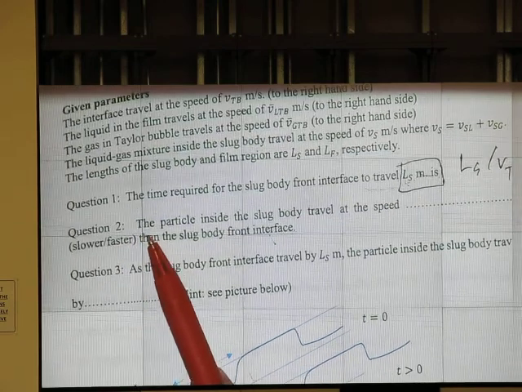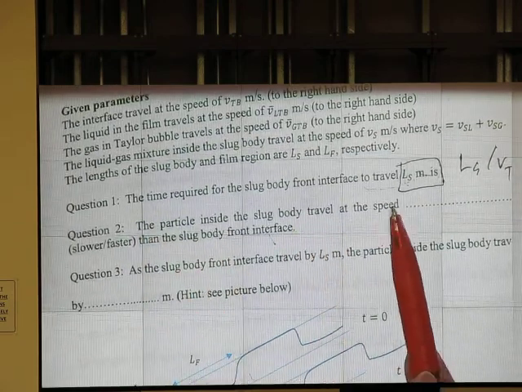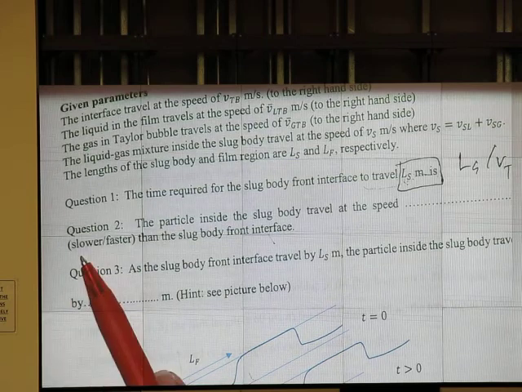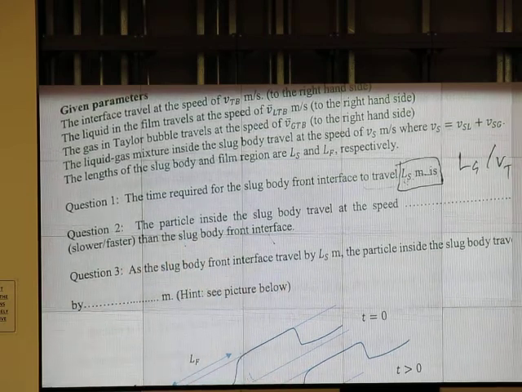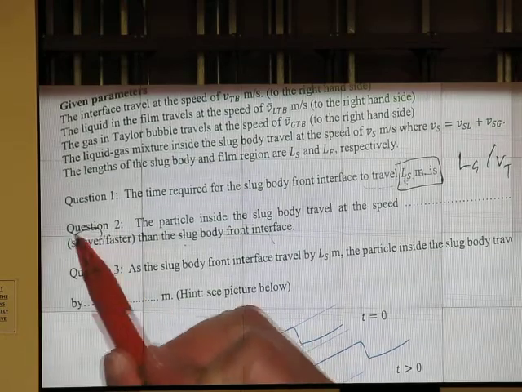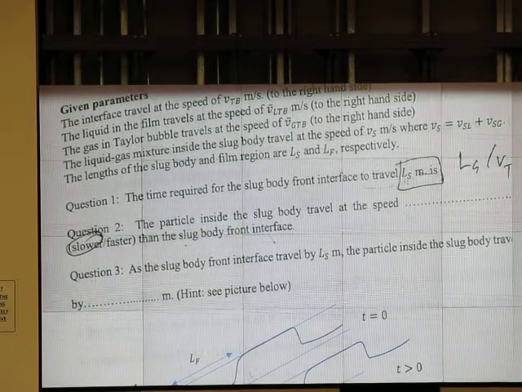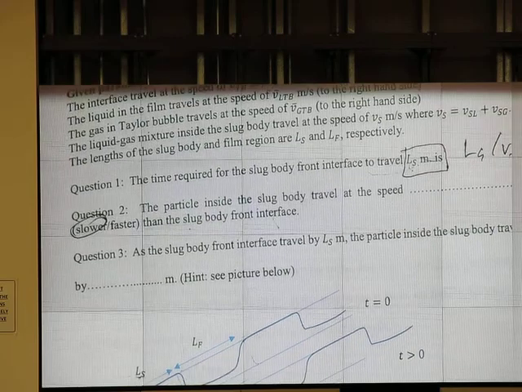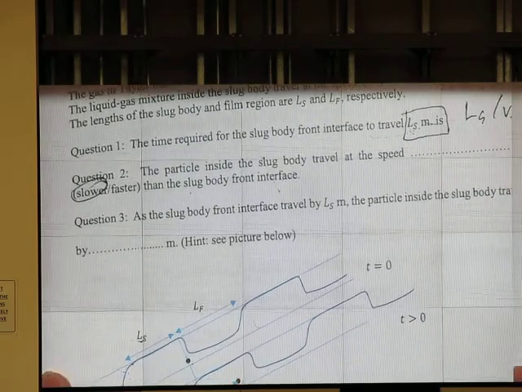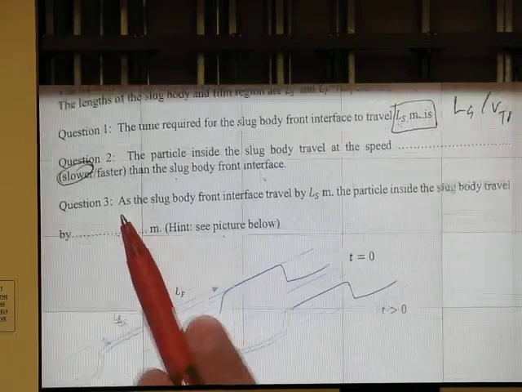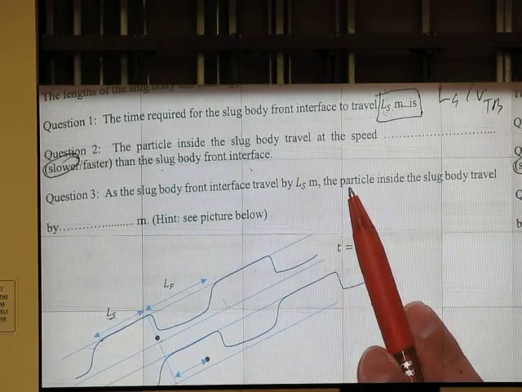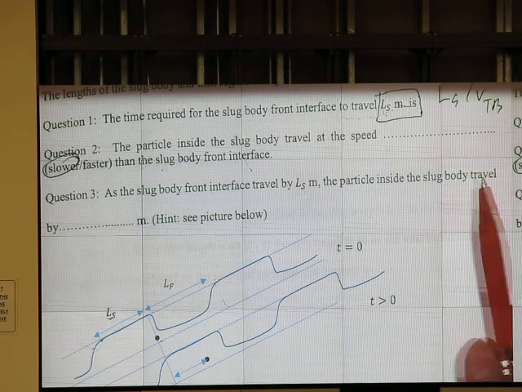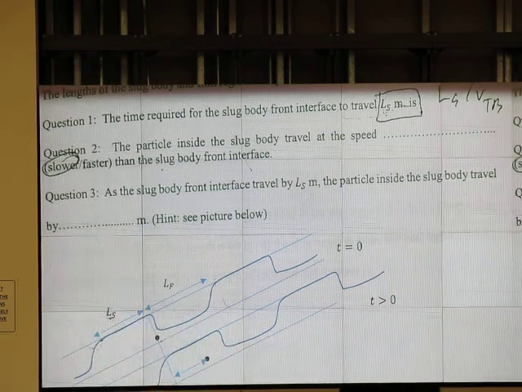Demila, does the particle inside the slug body travel at a speed slower or faster than the slug body front interface? Slower. Correct. Okay. Next, question 3. As the slug body front interface travels by Ls, the particle inside the slug body travels by how many meters?